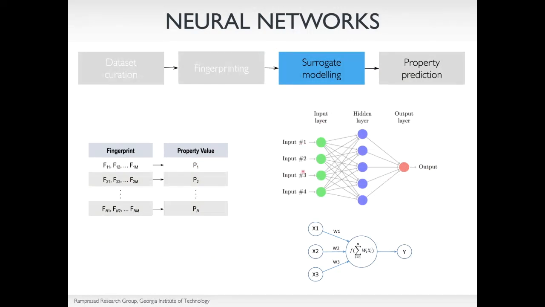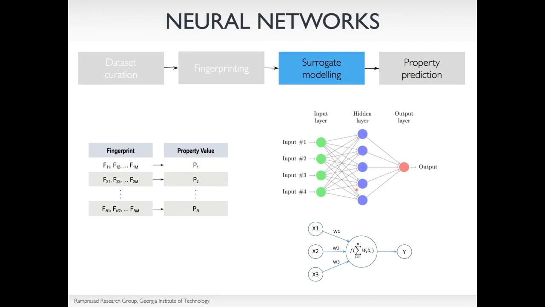The input nodes, each one will take a number. And what are they? They are the fingerprint components, right? So for example, input 1 could be F11, input 2 could be F12, input 3 is F13, etc. So this vector gets fed in here. That's why you have multiple nodes. And then this property value P gets spit out. And then you have hidden layers. In this example, I'm showing one hidden layer with a bunch of nodes, but you could have many hidden layers with many nodes, right?